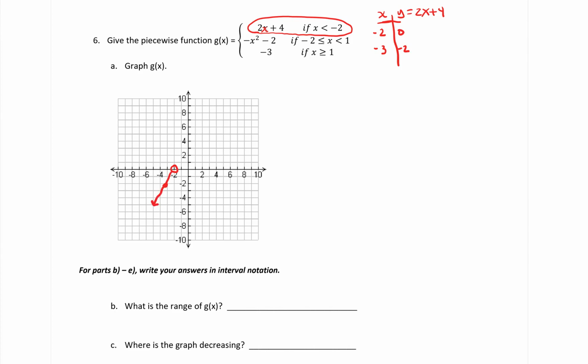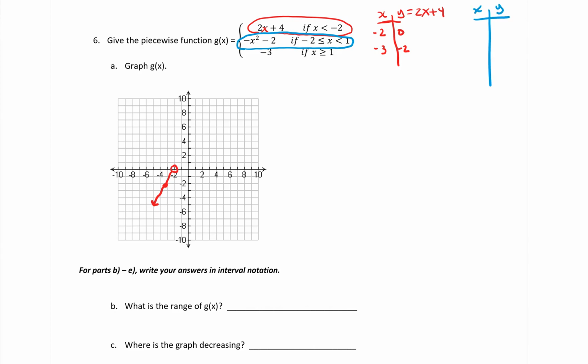So let's go through and let's graph the second equation. And so our second equation, we have 2 bounds of our inequality. The left-hand bound, negative 2, is less than or equal to x, so that's going to be a solid circle. And then x is less than 1, so we need to see what's happening at 1 also, and that's going to be an open circle because that's strictly less than. And so let's plot some points.